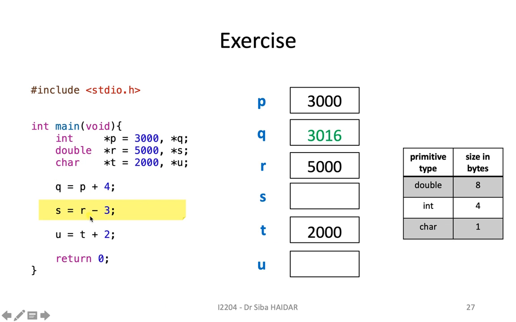Consider now S equals R minus 3. The same applies to S, where S is of base type double. So you must go back in the memory 3 places of double, where double occupies 8. So here is the value of S, 5000 minus 24. And next, U is T plus 2, so it is 2000 plus 2 times 1.